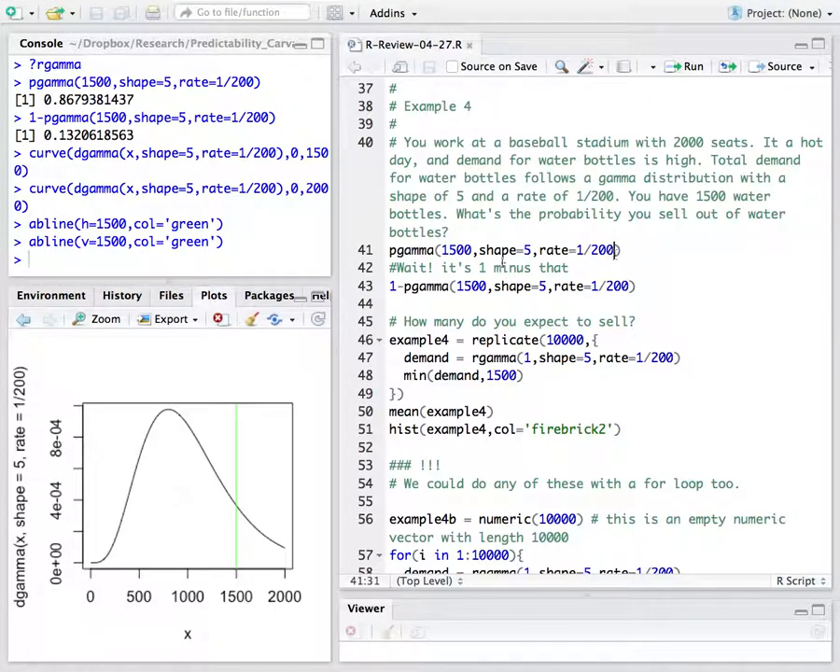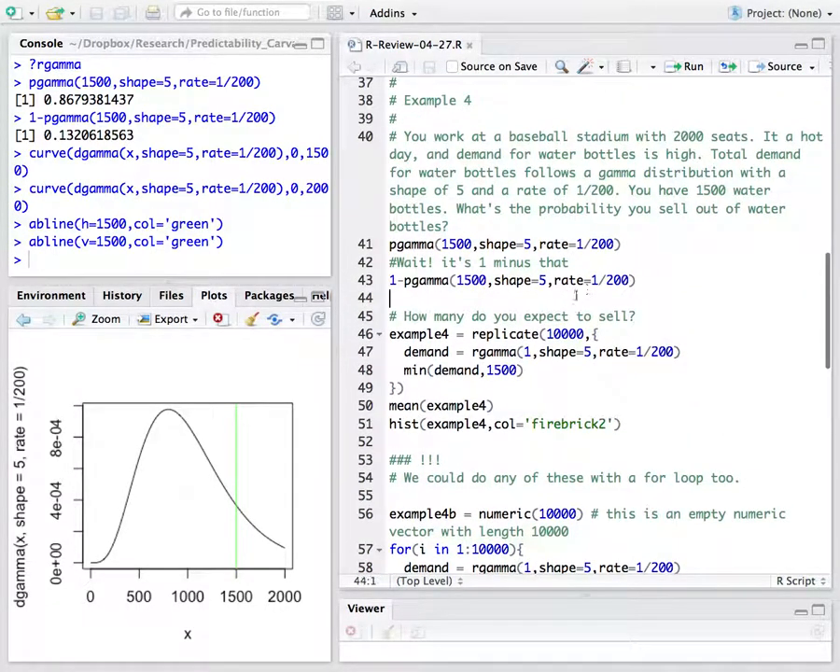All right. I show you this piece, not because that's directly applicable to your homework, but to get you comfortable that gamma is not too different than normal. It's just positive only. So let's get to the actual simulation. How many do we expect to sell? In this case, we're going to do, once again, 10,000 replicates, just like we were before, except inside of our curly brace, we're going to simulate a demand. Demand is going to be a random gamma variable, one that has a shape of 5 and a rate of 1 over 200.